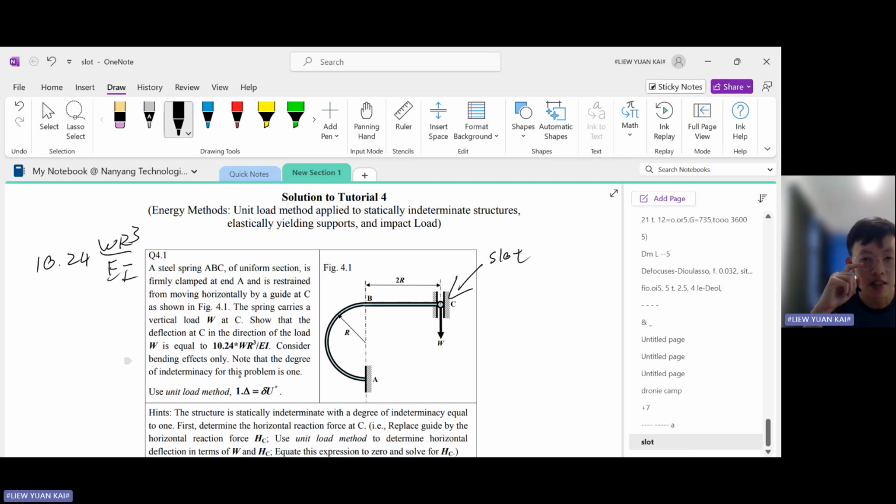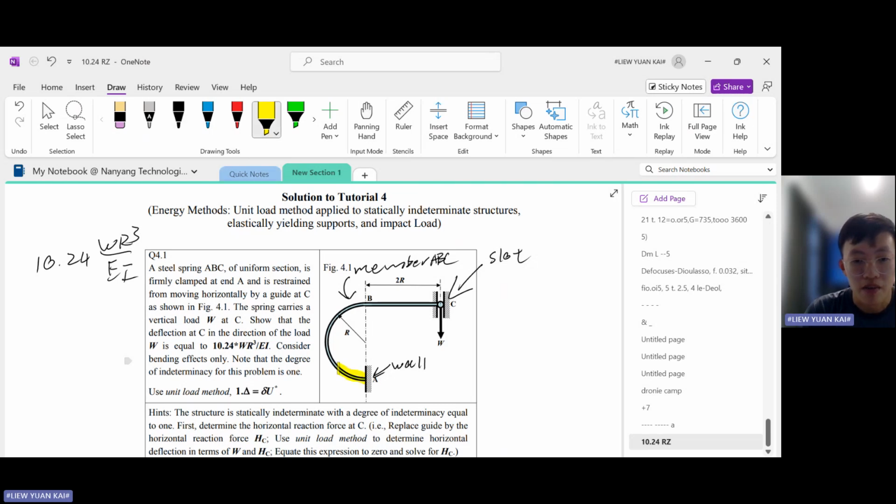So how do we know that this is a statically indeterminate problem? We need to identify the reaction forces acting on the member, which means we need to draw a free body diagram of this member. When I say free body diagram, I mean you take the member only, without anything else. So what are the characters that you see in this figure? You see this wall, you see this member ABC, and you see this slot. These are the three things that you can see in this diagram.